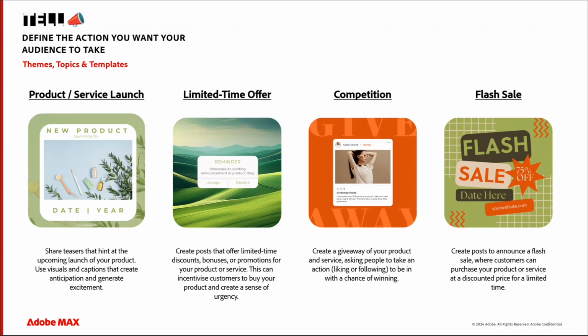And then finally, tell content, which I think is nice and easy, which is about defining the action. Could be a product or service launch, a limited time offer, a competition, which is always powerful. Competitions are great to drive an action on your content. Could be follow us to be in with a chance of winning this competition, or liking, commenting, etc., or a flash sale.